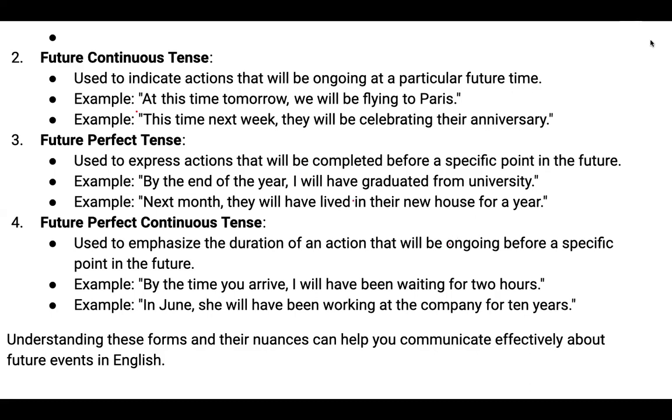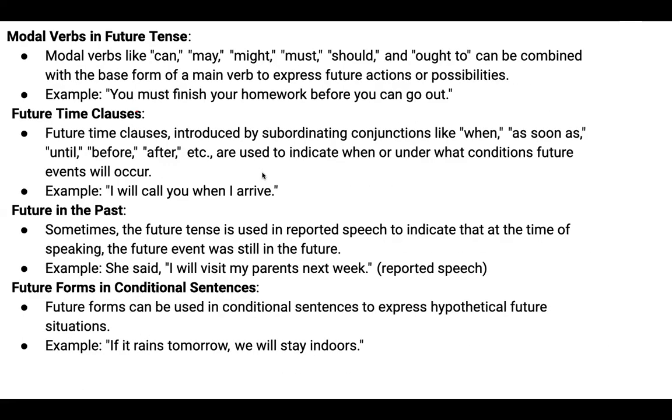Now let me take you to some modal verbs in future tense. Modal verbs in future tense means like, I ask you a question: we use may and so what is that? Shall and will. Then what about should and would? Should and would are called modal verbs, like can, may, might, must, should, and ought to. They can be combined with the base form of a main verb to express future action or possibility.